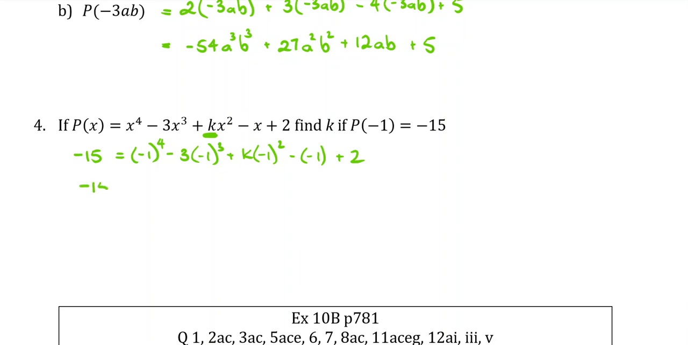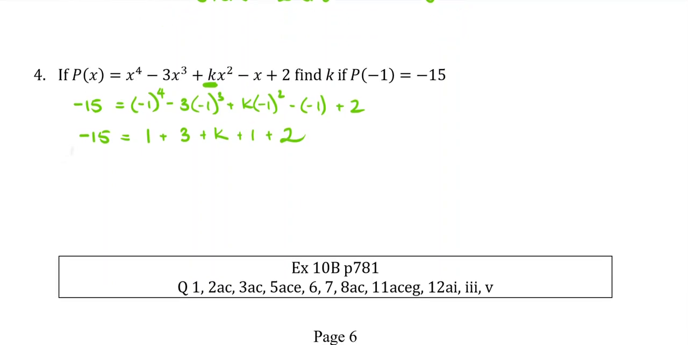Let's tidy up all those negative numbers in there. So we have negative 1 to the power of 4, that's just a positive 1. Negative 1 cubed is negative 1 times minus 3 makes a plus 3. Minus 1 squared is 1 times k is k. Minus 1 is a plus 1 and a plus 2 on the end.